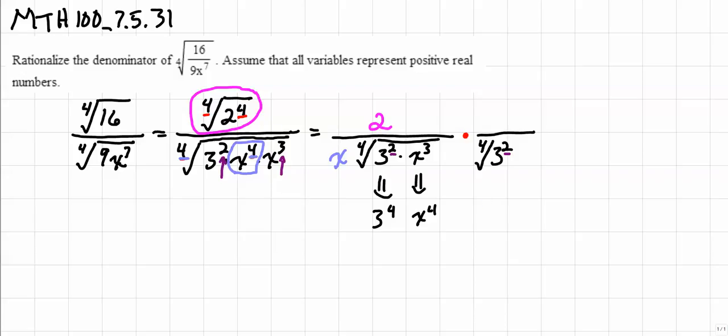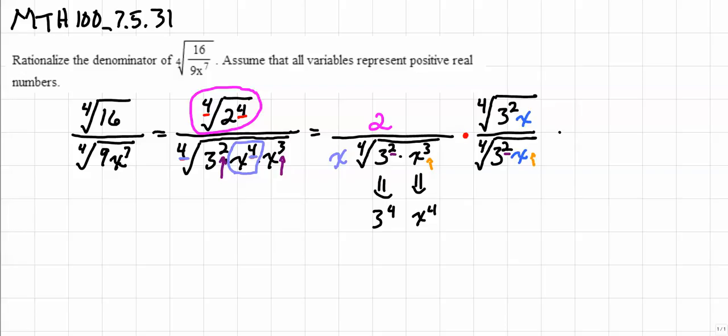And I will multiply by x here, because if I look at that, that's got an exponent of 1, and this has an exponent of 3. So this exponent of 3 plus this exponent of 1 is equal to 4. So I multiply that in the numerator also, because I cannot change the value of this particular expression.